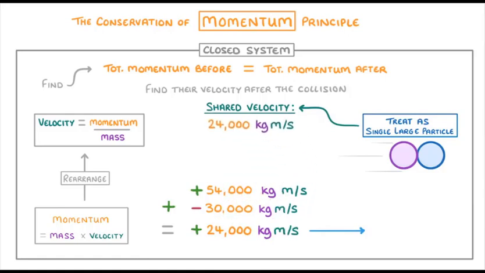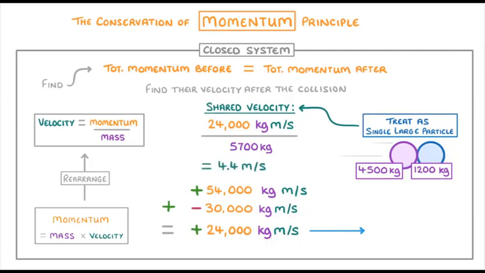So 24,000 divided by their combined masses from before, which would be 4,500 for the dinosaur plus 1,200 for the car, so 5,700 kilos, which gives us a velocity of 4.4 meters per second to the right. So basically, after the dinosaur and the car collide, they'd both continue moving to the right at a velocity of 4.4 meters per second.